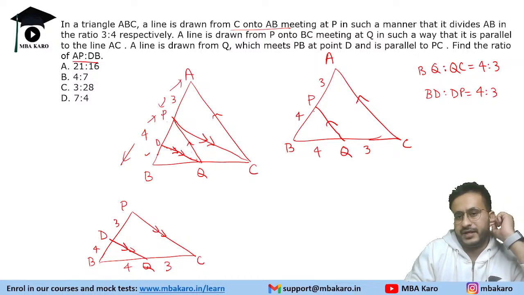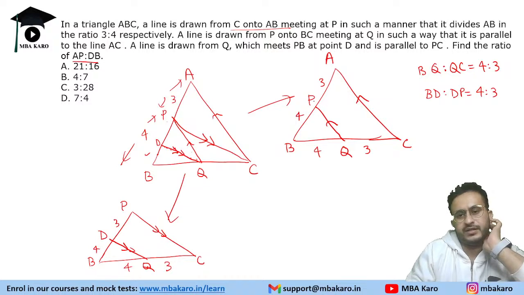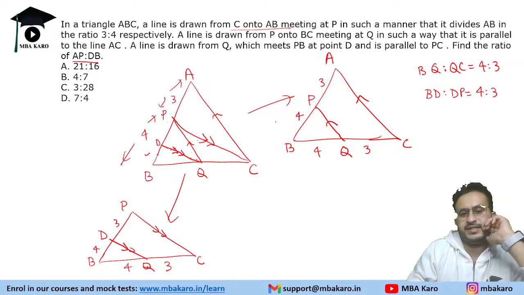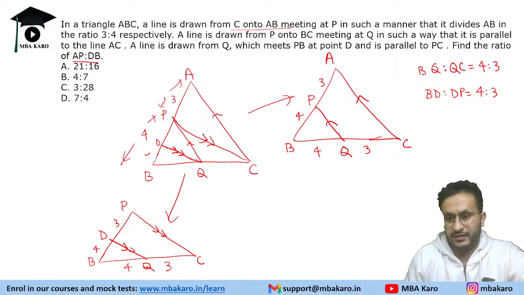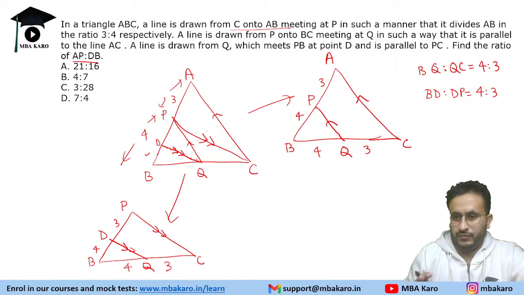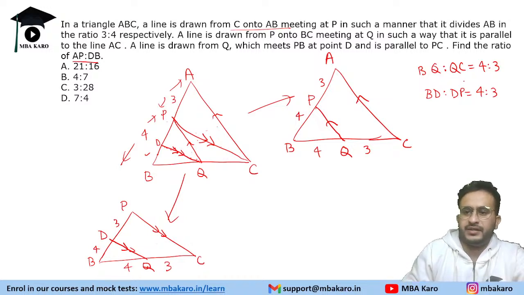Now we have segregated two triangles. In this we have QP parallel to AC. In the first case we removed this part, it has the double line, and in the second case we removed the outer triangle and considered the inner triangle. Okay, so what are we getting? That BD ratio DP is 4:3.